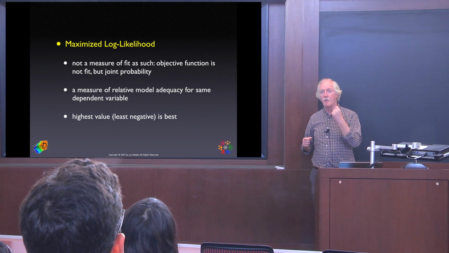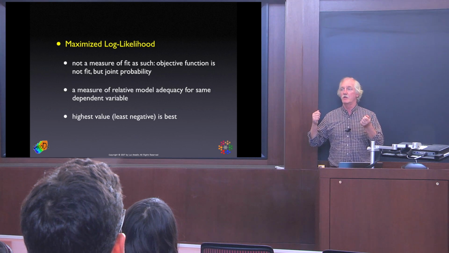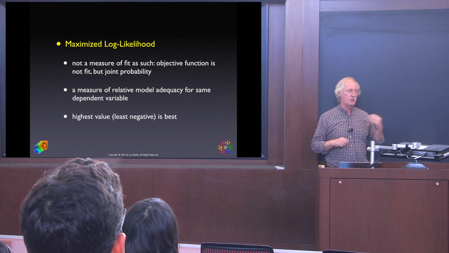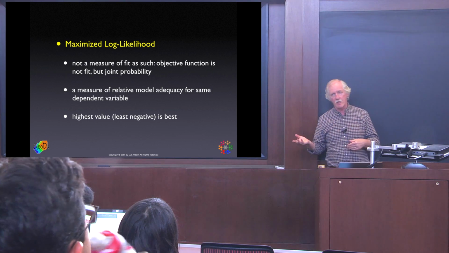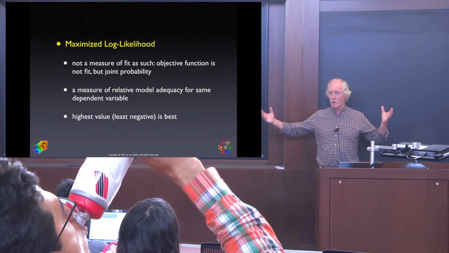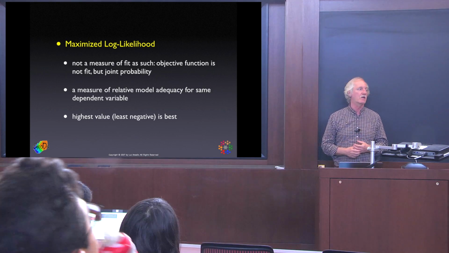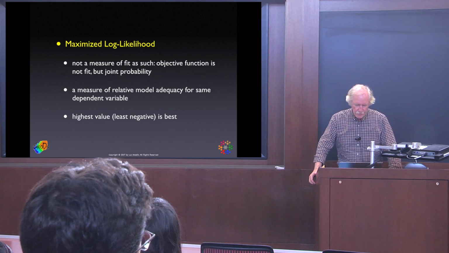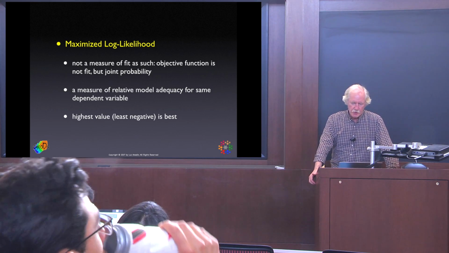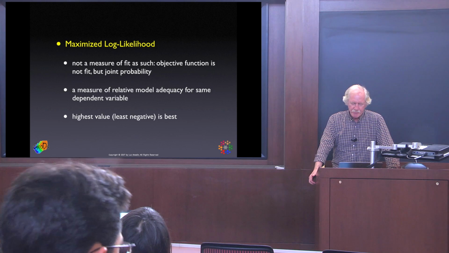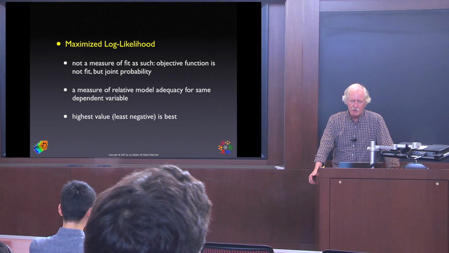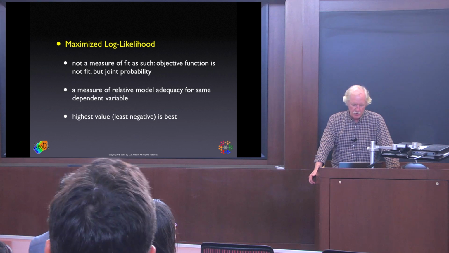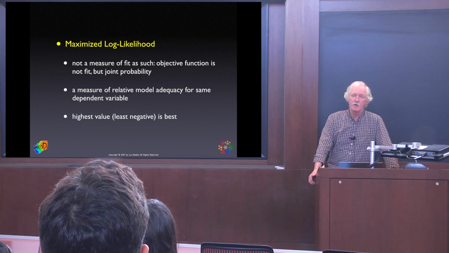But you cannot compare them between two different dependent variables because they're scale dependent. And you'll see, sometimes you get negative ones, sometimes you get positive ones. Sometimes these are huge numbers, sometimes these are tiny numbers. It depends on the scale of the dependent variable. So it's not really, strictly speaking, a measure of fit, but it does give you a measure of relative model adequacy.